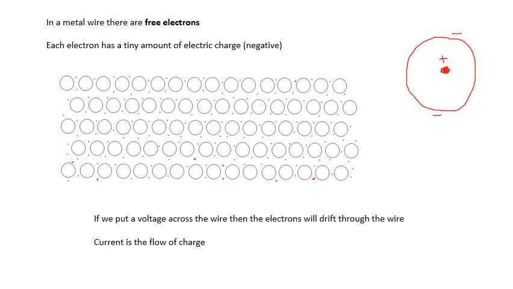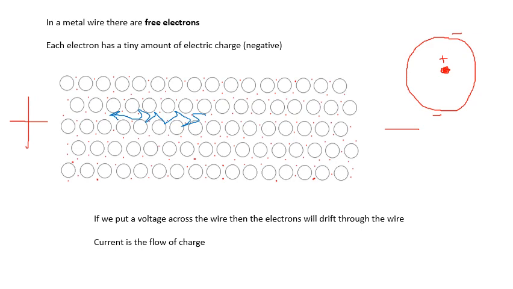But if we put a voltage across this wire, then the electrons will drift through it. If I make that end of the wire positive and that end of the wire negative, the free electrons are going to go bouncy, bouncy, bouncy, bashing away, banging into all these atoms. And we say that they drift. They will drift through the wire. And the electrons have a charge. They are negatively charged. So we have a flow of charge, and that is what a current is.